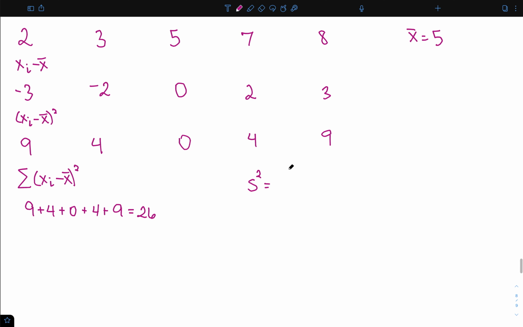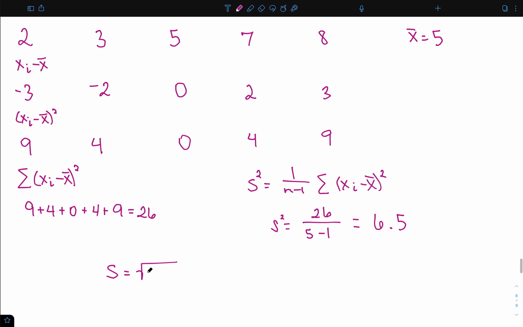We can then find our variance by dividing by 1 less than the number of data values. We have 5 data values, which tells me that variance is 26, the number we just found, over 5 minus 1, or 26 divided by 4, which is 6.5. Standard deviation is then the square root of this value, the square root of 6.5, which is approximately 2.55.